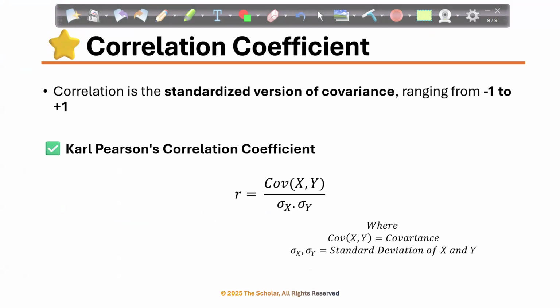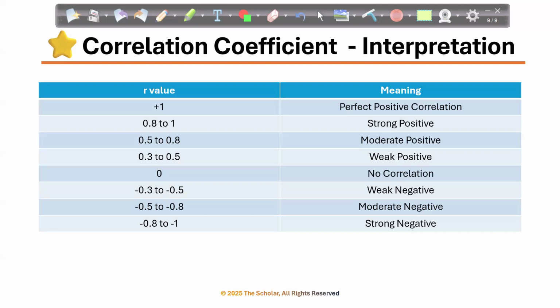So this is the formula for the correlation coefficient. Correlation is the standardized version of covariance ranging from -1 to +1. Pearson's correlation coefficient, the formula is covariance of x and y upon standard deviation of x multiplied by standard deviation of y, right? That is the formula which I have for the Pearson correlation coefficient.